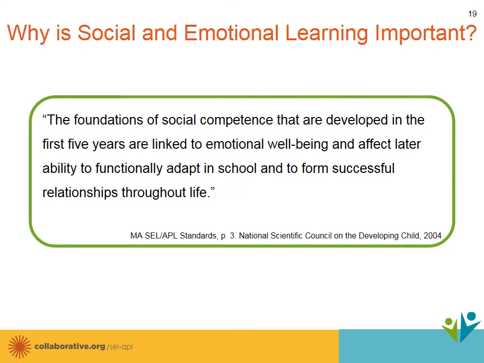So the question, of course, is always, why is social and emotional learning important? The foundations of social competency that are developed in the first 5 years are linked to the emotional well-being and affect later ability to functionally adapt in school and to form successful relationships throughout life. This quote is supported by many years of research, including longitudinal research, that clearly shows the long-term impact of social-emotional skills on success in school and life. This specific quote appears in your Standards Booklet on page 3.